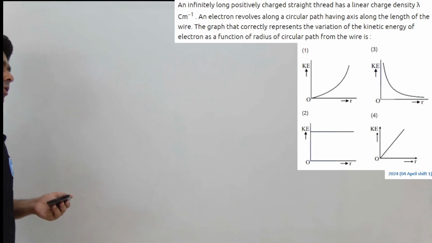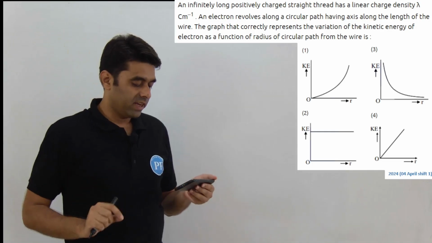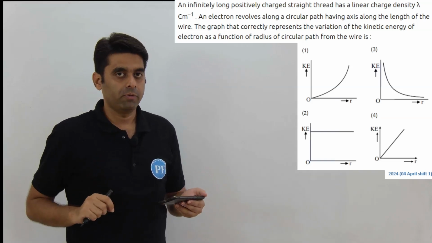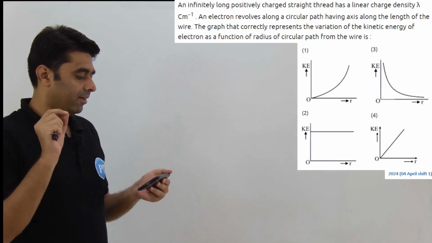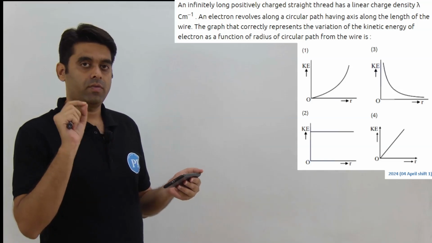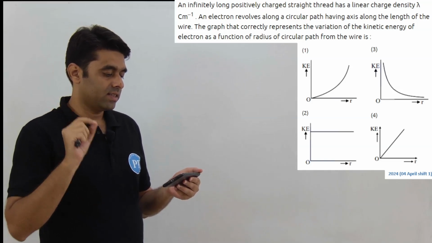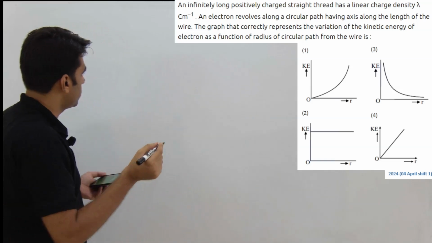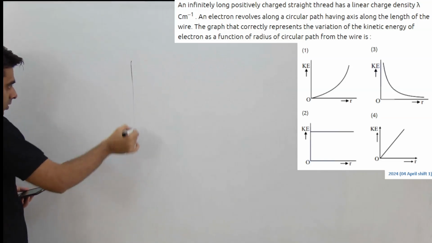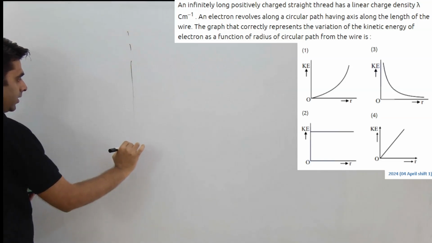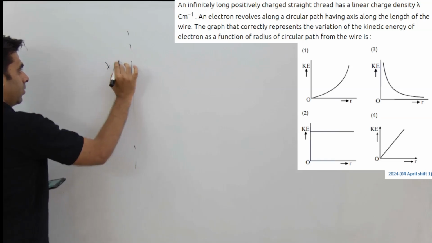So let us start. The first question that we have, it is your 4th April shift 1 question. Let us look at the question. An infinitely long positively charged straight thread has a linear charge density lambda coulomb per meter. Let us draw the situation. So let's say that a long thread is there having charge density lambda coulomb per meter.